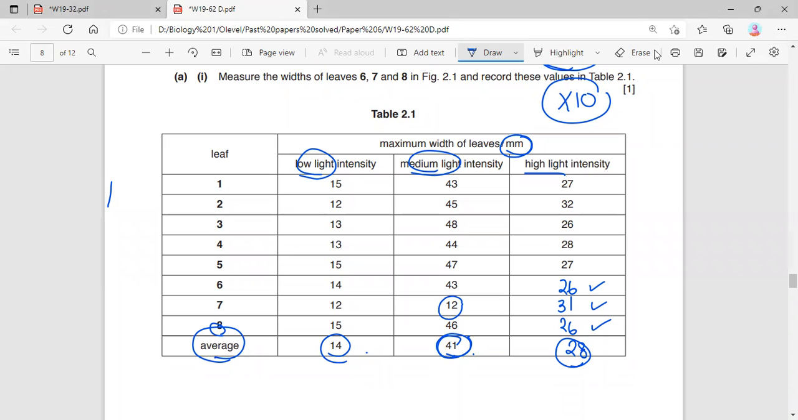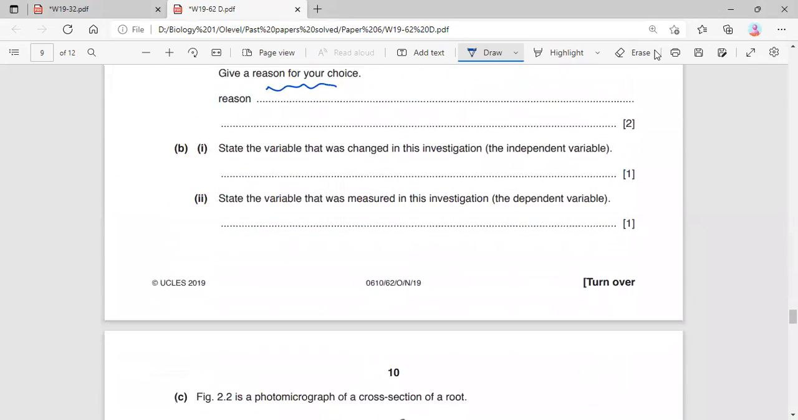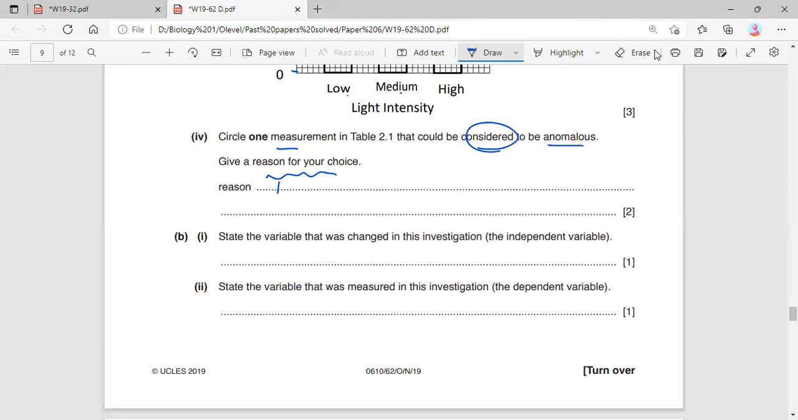Why did I circle this? I will tell him. Erase the other circles. You only circle the wrong answer. I will tell him that it does not fit the pattern of results. I can also say that there is a big difference between it and the other numbers.